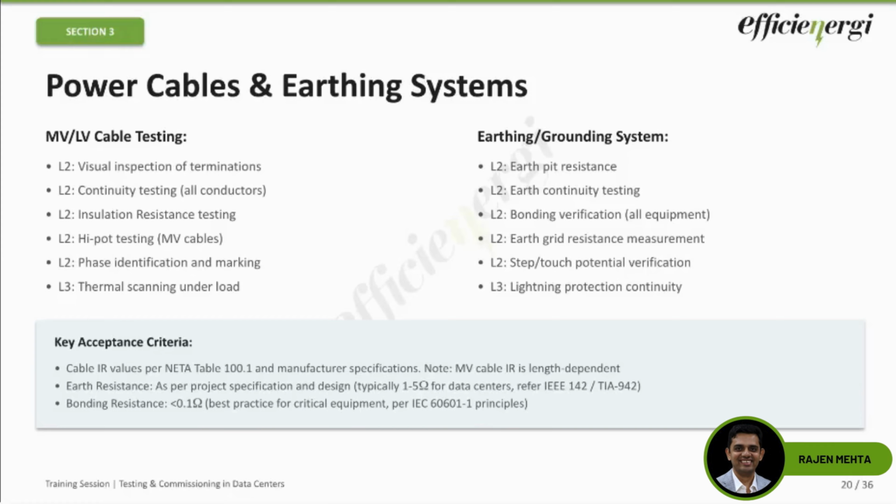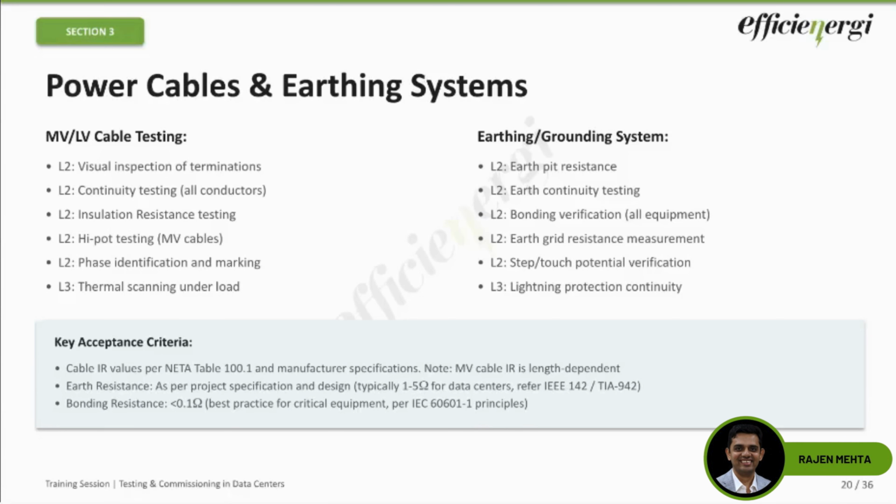Then bonding verification. What is bonding? Every piece of equipment which is there must be bonded to earth. That's the core. And you need to verify that it has a very low resistance, typically 0.1 ohms. That's the expectation. Door frames, cable trays, structural steel are all bonding equipment which need to be bonded together.